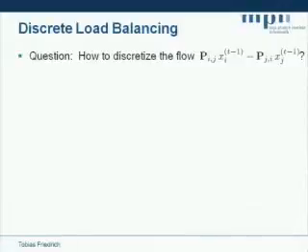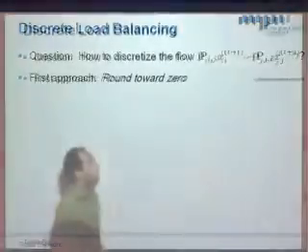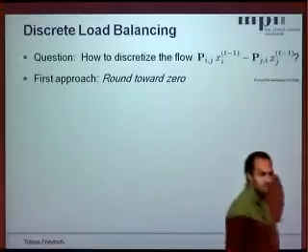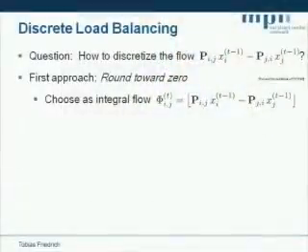So the question is, how do we discretize this divisible flow? That's what we used to send in the continuous case, from one vertex to another one. The first thing you would come up with, I suppose, is this approach of rounding towards 0, which means just rounding it down. This was suggested by Rabani, Sinclair, and Wanka more than 10 years ago, 12 years ago.